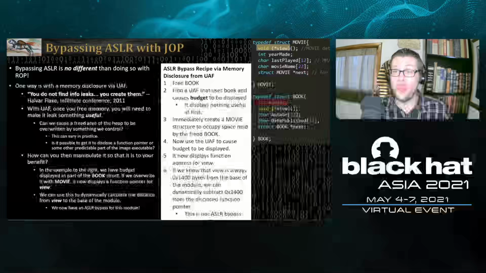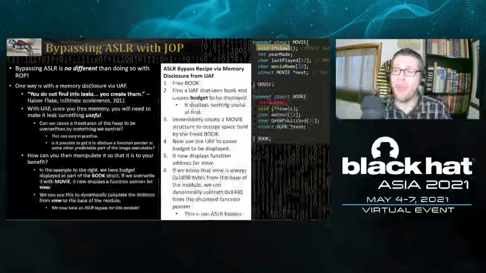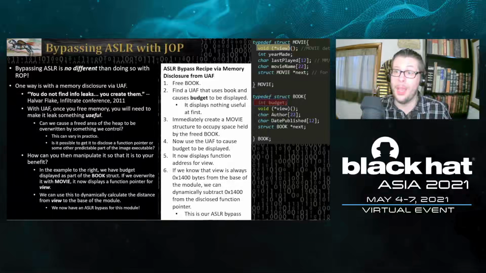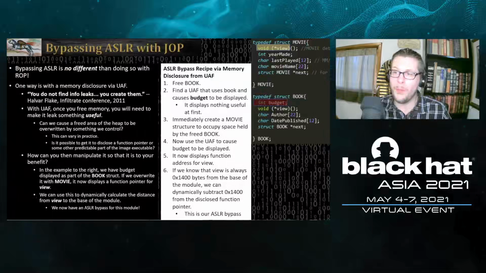And let me level with you. It's no different than doing it with ROP. So imagine that you have a memory disclosure with a UAF. You have an integer budget as part of a structure. It displays the budget. You free the structure, and then you go and try to display the budget again. This is called a use after free. You're using it after it has been freed. And it's going to display nonsense, nothing useful.